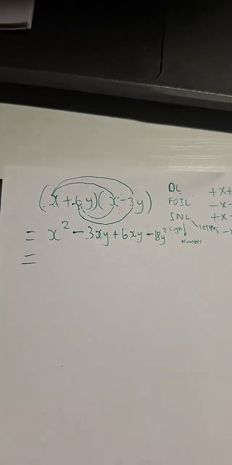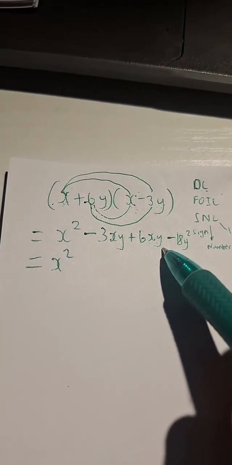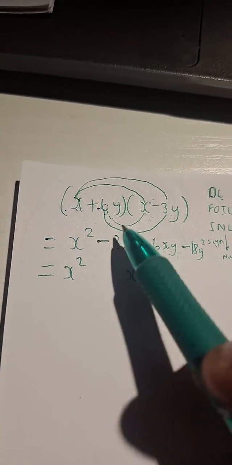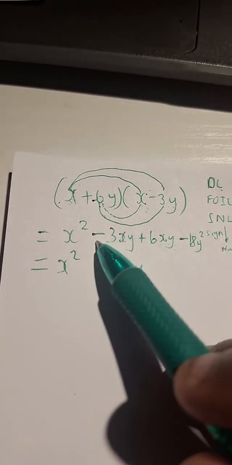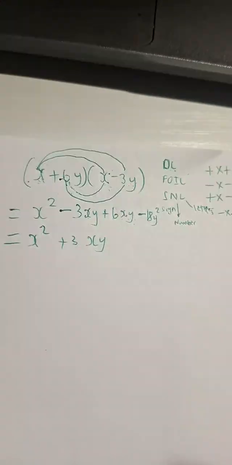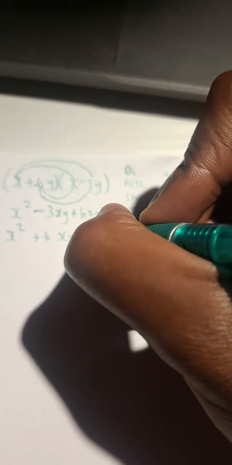Then we now check for what? For like terms. X squared, these two middle terms are like terms. So what we do when we are adding and subtracting like terms is we keep the variable, xy will stay as it is. Then what do we do? We add and subtract the coefficients. So -3 plus 6 is equal to +3. So that becomes +3xy. And then the last term is -18y squared.